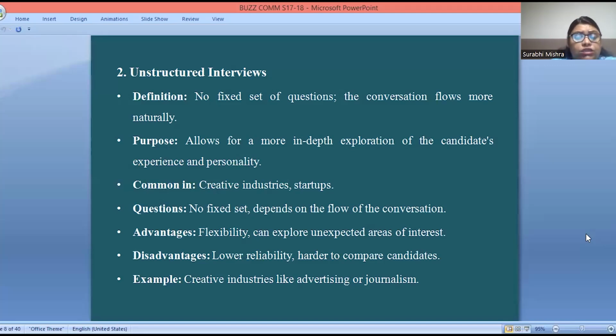The disadvantage of this is that it is not very reliable. The reliability is a bit low as compared to a structured interview, and it is harder to compare candidates. Why? Because most of the time a few people are very comfortable in the conversation as compared to a structured format. So here everybody is at ease when they are interviewing in this format. So at times it's very important to compare the candidates on these parameters.